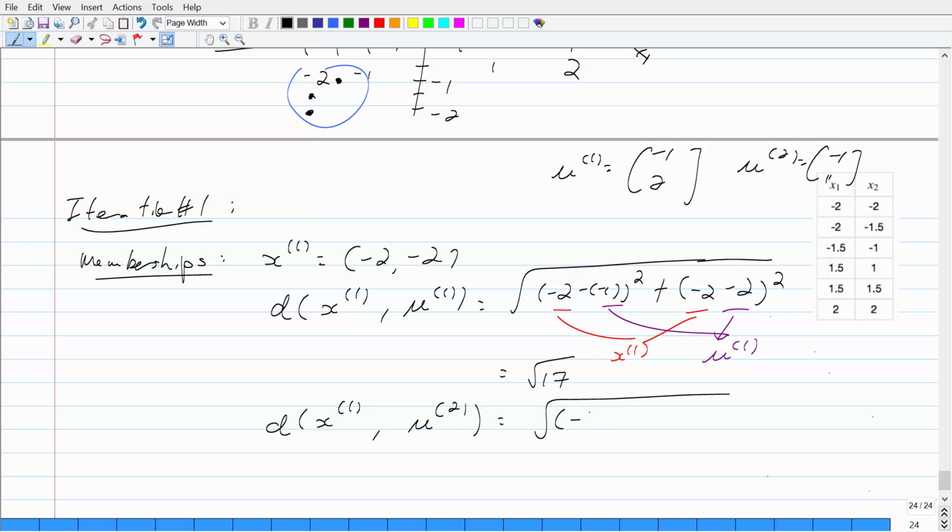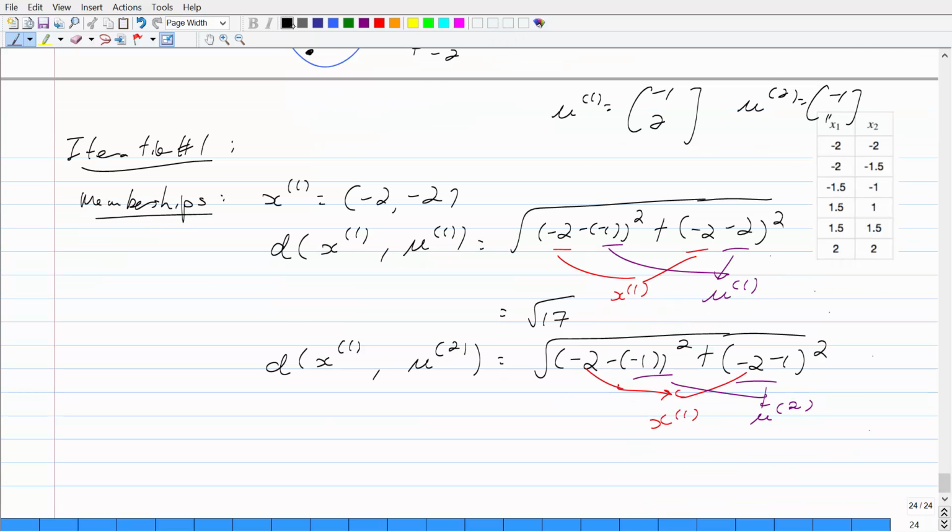In this case, we have -2 minus -1 squared plus -2 minus 1 squared. Remember, these two things are the example, and these two are the centroid 2. When you calculate this, the number we get here is square root 10. We have 3 squared and then 1 squared, so root 10.